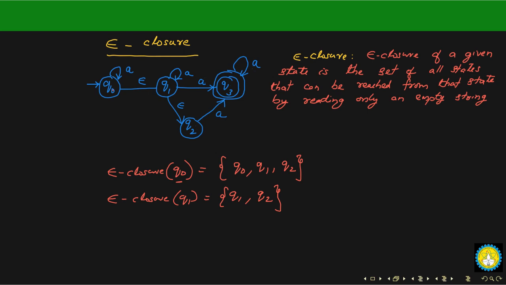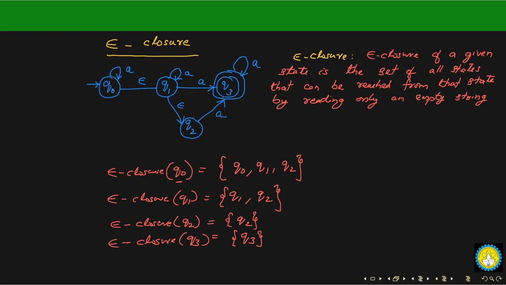And similarly, what about the epsilon closure of Q2? If you look at Q2, there are no outgoing edges with an epsilon, so the epsilon closure of Q2 just contains Q2. Similarly, if you look at Q3, there are no outgoing edges using epsilon either. So the epsilon closure of Q3 contains only Q3.